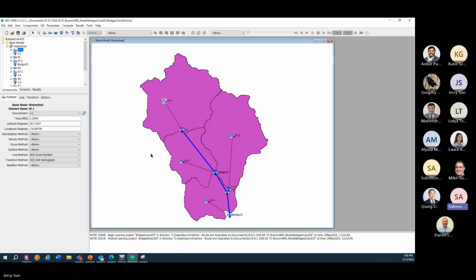Both are basically developed by the Army Corps of Engineers for their floodplain studies. But this kind of model, like Jerry is showing, has one, two, three, four sub watersheds. So in this case, Jerry is using an HMS model.